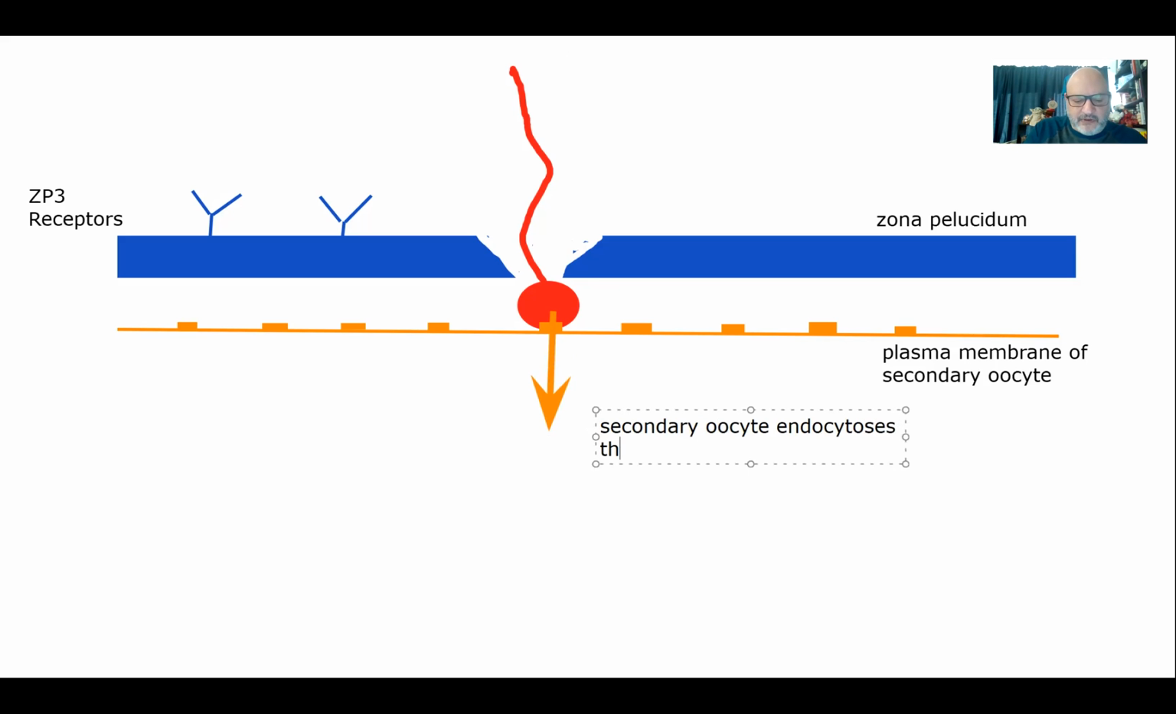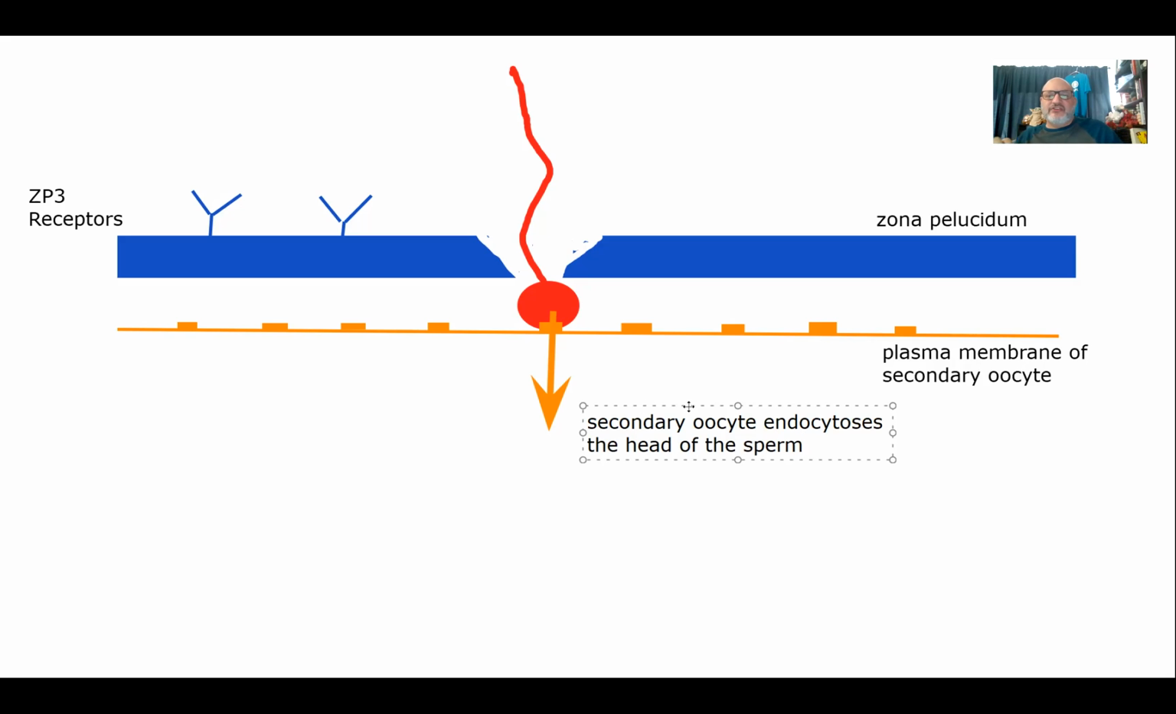the head of the sperm. So the sperm doesn't even penetrate it. It's actually the egg that has the control and the egg that brings it in. And that is how fertilization is going to occur, right? But again, remember the key is we want one and only one sperm to fertilize the egg.